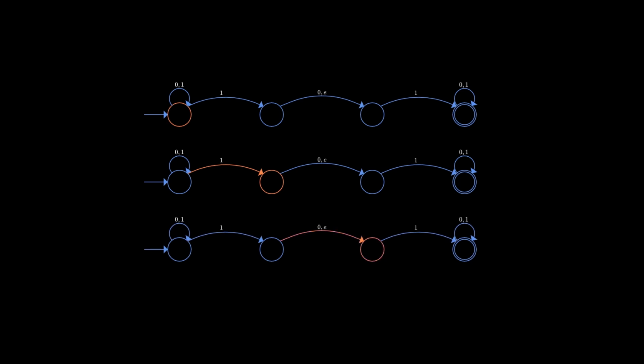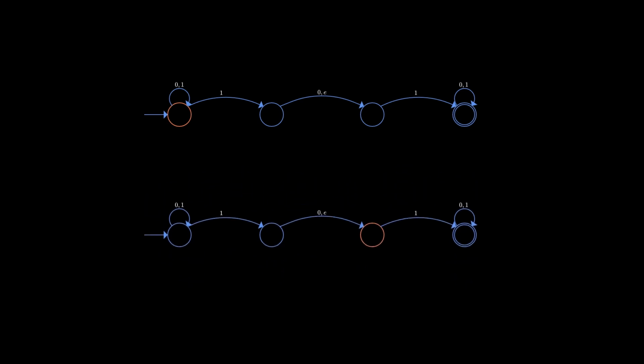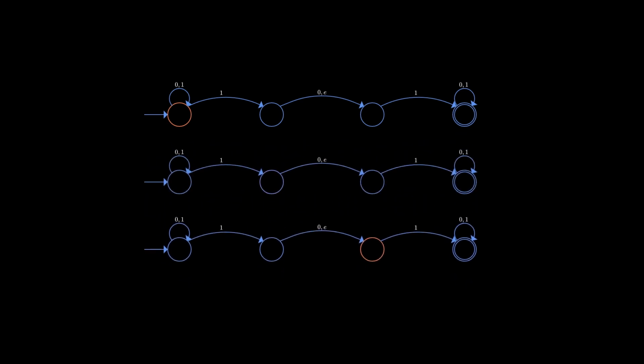Next, let's read a 0. Our top machine continues in Q1, our middle machine moves to Q3, and our bottom copy has no valid transition, so it dies and goes away. Now let's read a 1. Our top machine will split again, with one machine staying in Q1 and the other copy going to Q2. Our machine in Q3 transitions into the accept state.